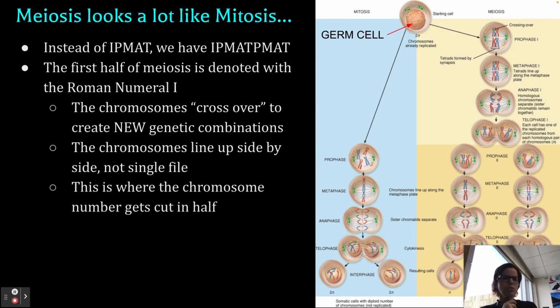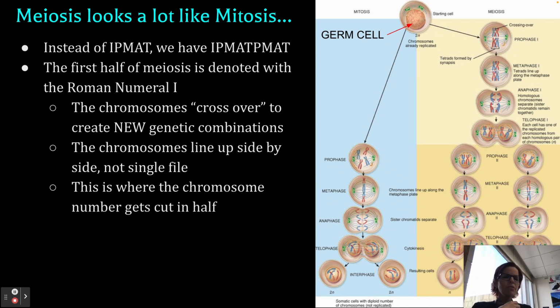The chromosomes cross over. That's the only time that chromosomes cross over, is during meiosis. Doesn't happen during mitosis, and that is a very important concept. So that's going to create new genetic combinations. So mom's chromosome crosses over with biological dad's chromosome. They cross over and create new chromosomes that have never existed.